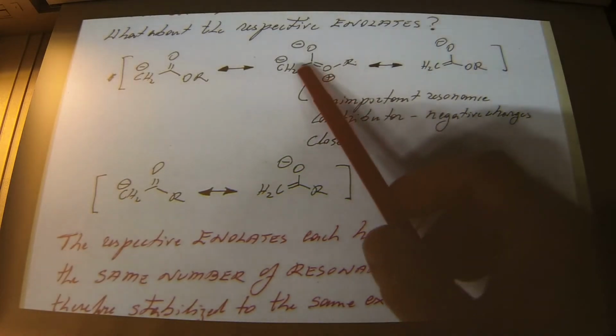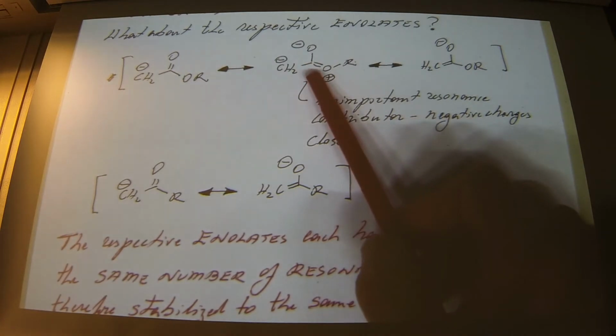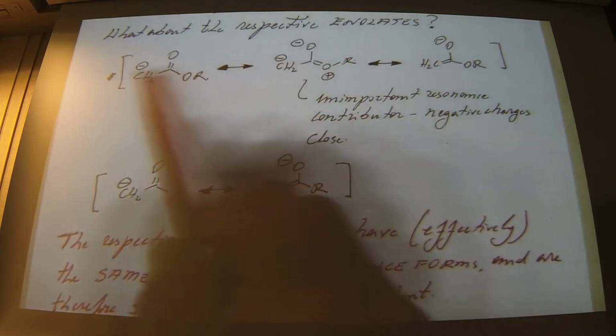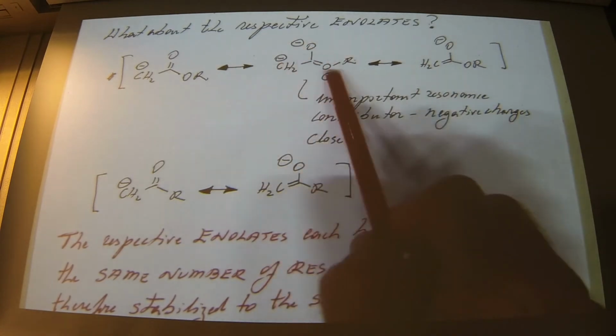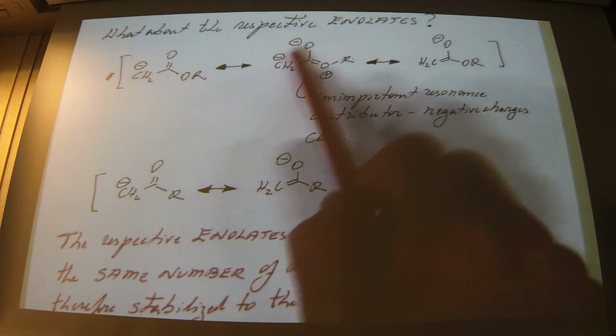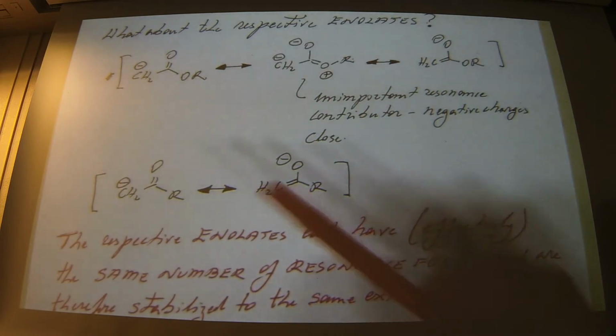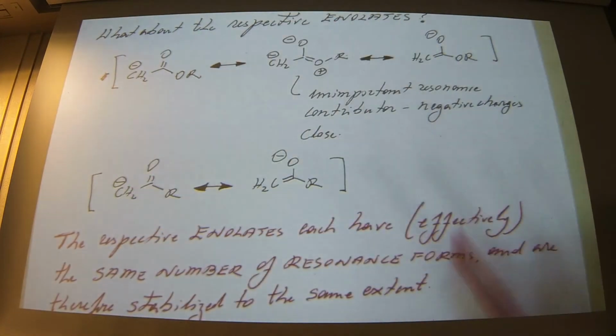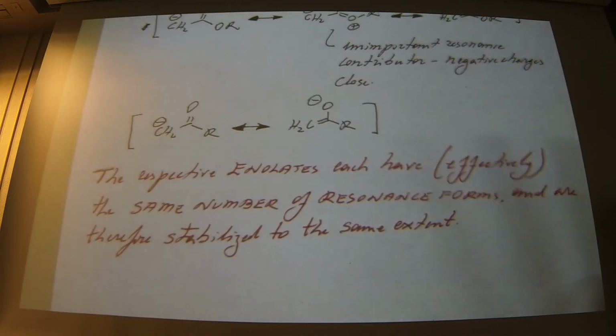So this kind of a resonance structure is not important, because instead of having one negative charge, it's got two negatives and a positive. Lots of charge separation plus negative charges too close. So I don't have to worry about that. So essentially, ketone enolate and ester enolate have the same number of resonance forms, same amount of stabilization. Okay, so bottom line, making ketone enolates or aldehyde enolates is really easy. Making ester enolates is much harder.